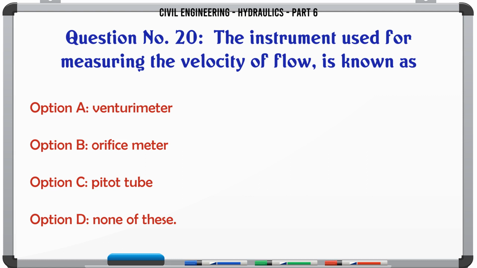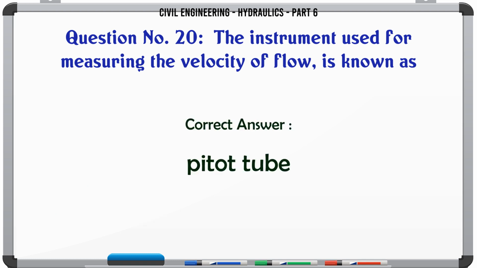Orifice-meter, C. pitot tube, D. none of these. The correct answer is pitot tube.